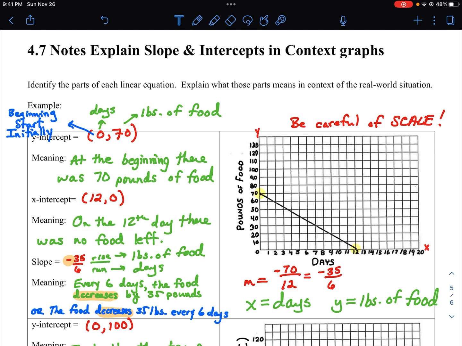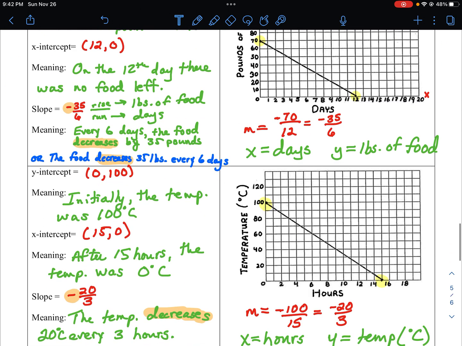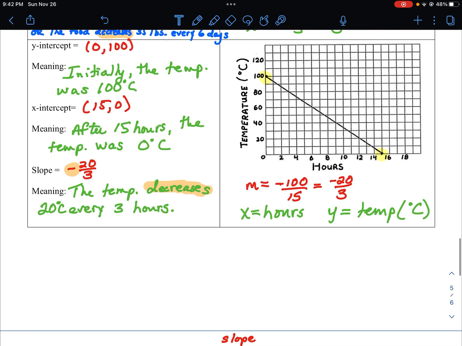Be very careful of the scale when you're talking about graphs that you did not create. Because unlike the graphs we've been doing up to this point, where it's one box down and one box over, you can clearly see how on the y-axis here we counted by tens. So when you're going down, yes, it's down 7 boxes, but it's really 70 pounds because each box represents a 10. So don't get confused by that.